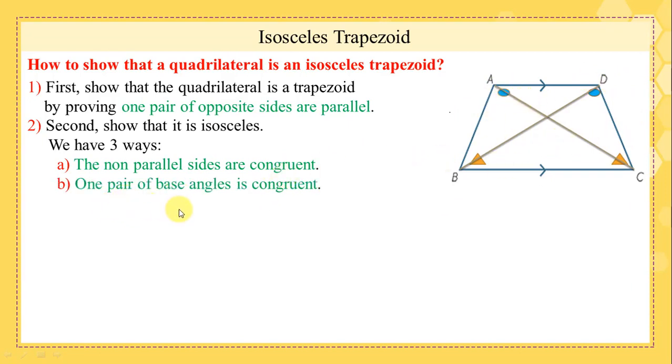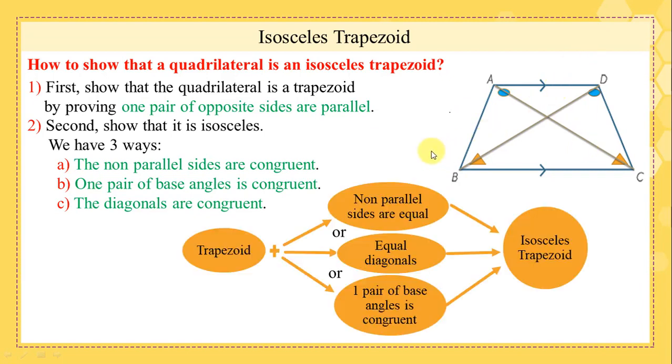B, one pair of base angles is congruent. If we show that angle A is equal to angle D, then this trapezoid is isosceles. Or we can show that B is equal to C. C, the diagonals are congruent. If we prove that AC is equal to DB, these diagonals are equal, then we can say that it is an isosceles trapezoid.